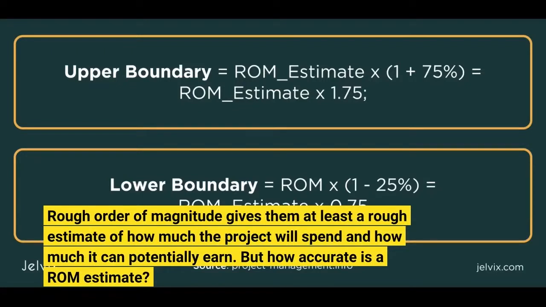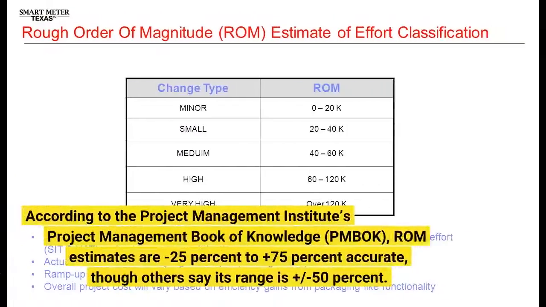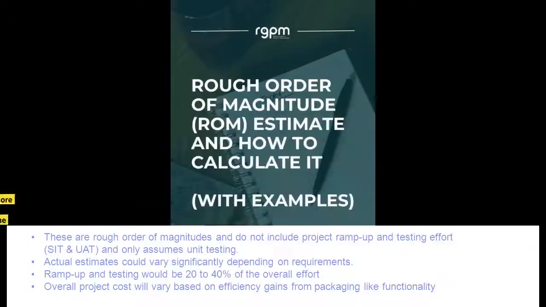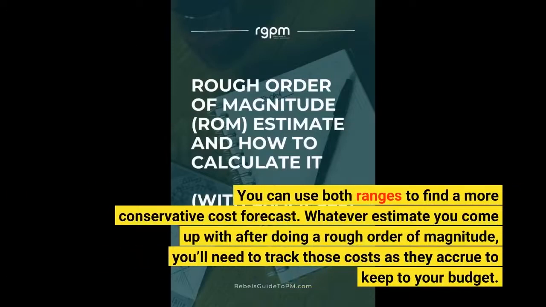But how accurate is a ROM estimate? According to the Project Management Institute's Project Management Book of Knowledge, PMBOK, ROM estimates are -25% to +75% accurate, though others say its range is ±50%. You can use both ranges to find a more conservative cost forecast. Whatever estimate you come up with after doing a rough order of magnitude, you'll need to track those costs as they accrue to keep to your budget.